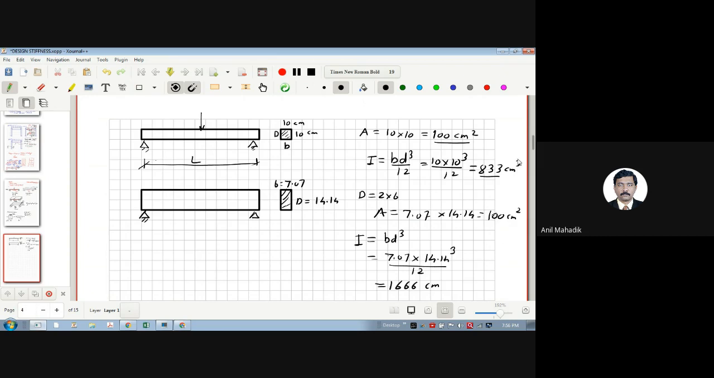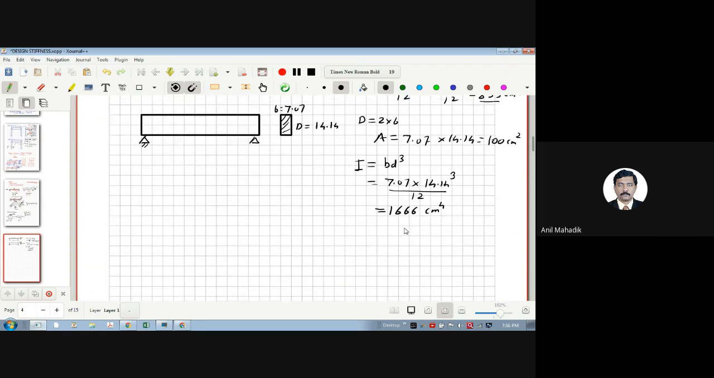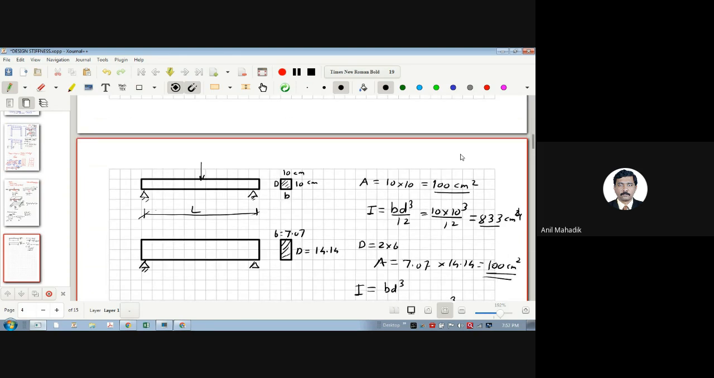It's not cube, it is raised to 4. Don't forget the dimensions. It should be raised to 4 because B is in centimeter, D cube is also in cm cube. So it will be cm raised to 4. Yes, sir. So moment of inertia is in cm raised to 4 or whatever unit raised to 4. So this is the moment of inertia for this. So the material, see, the area is the same, 100 only. Here also, here also.